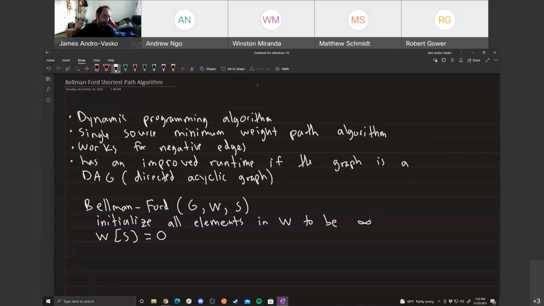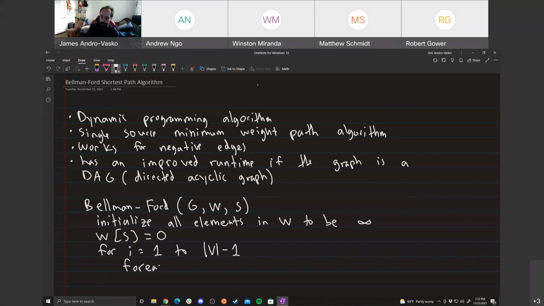And then we're going to have the following loop. For i equals 1 to the cardinality of V minus 1. So this loop is going to run V minus 1 number of times. And we're going to have a nested loop right here. It's kind of the Python-ish way of writing this.